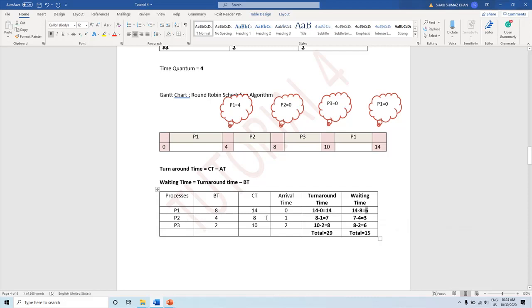Similarly, for process 2, using the completion time and the arrival time, we calculate the turnaround time. 8 minus 1 is 7. Using the turnaround time and the burst time, we now calculate the waiting time. 7 turnaround time and 4 burst time, so 7 minus 4 gives 3. This is how we calculate for P3 and find the total. The average is just the total divided by 3, the number of processes.